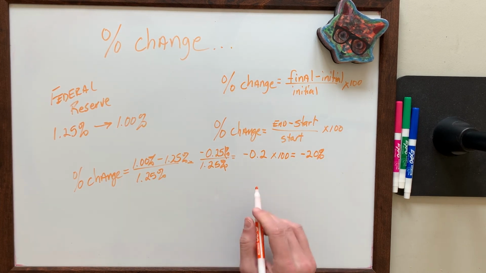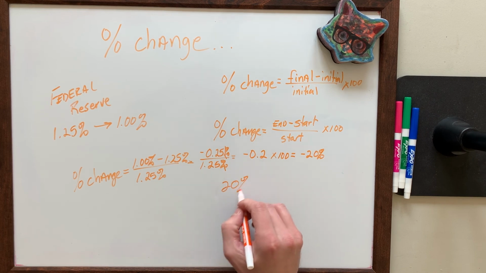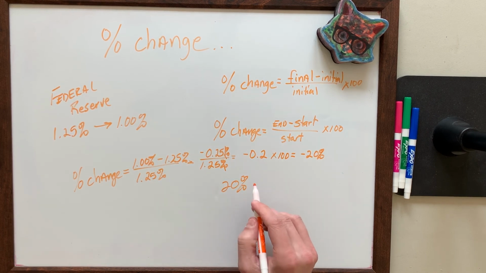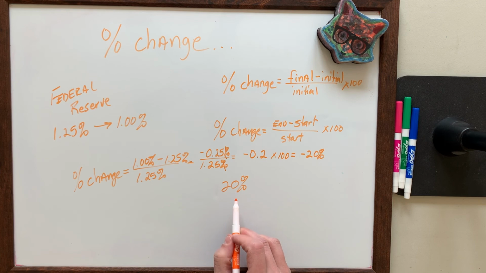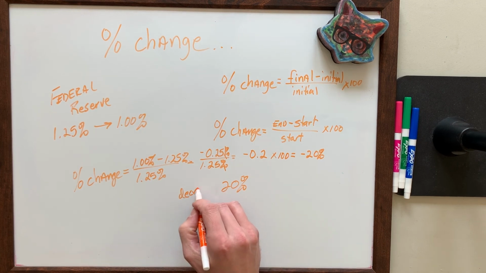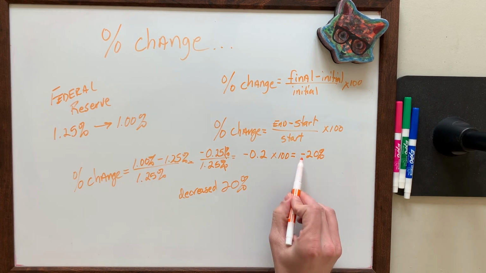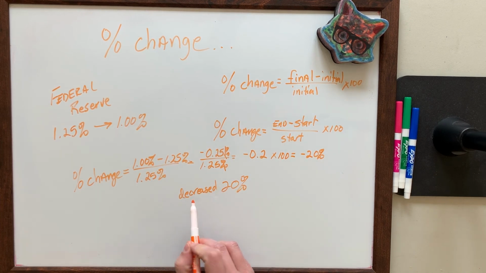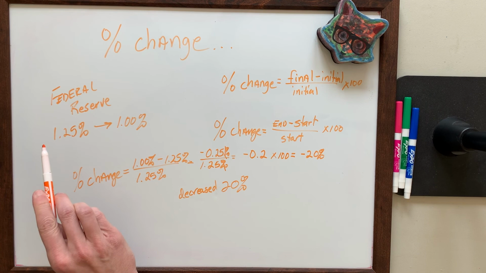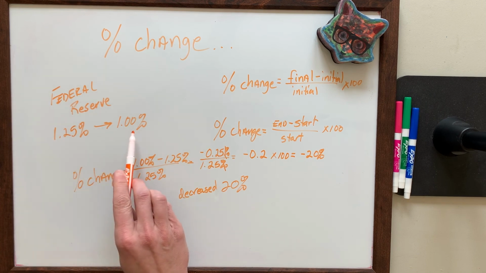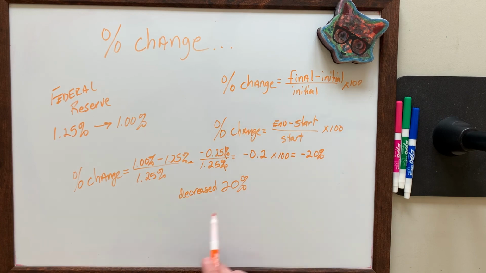So in this problem, we would say that the interest rates decreased by 20%, okay? Because a negative means decrease, we're going down, and that's what happened in the story. We started with a higher rate, and we ended up with a lower rate. That is a decrease, which the negative sign shows us right here. So today you saw how we can calculate percent change with the same repeatable process every time.